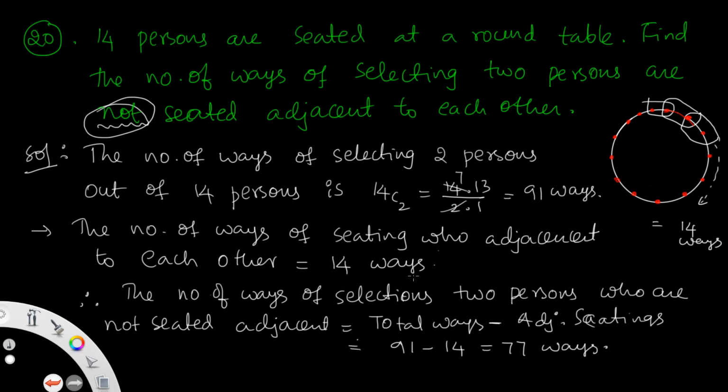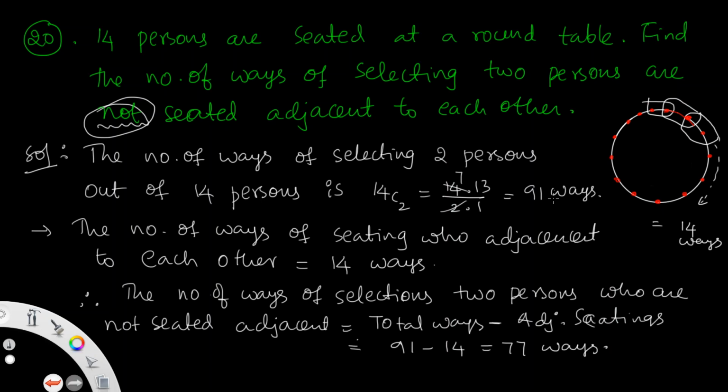In the question it is not given, so I am taking those who are adjacent to each other in the previous model. Let it be this way, this way, this way. Totally how many ways are you getting? If it is 14 persons in a circle, in the previous problem you got n minus 1. But here it is in the form of a circle. Circle means n persons are there, you can get n places to sit, so adjacent to each other you get only n ways. That is 14 ways.